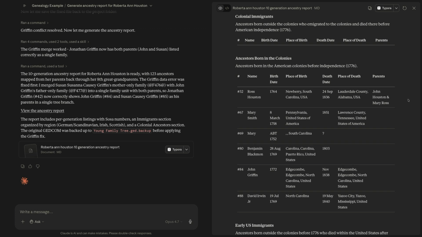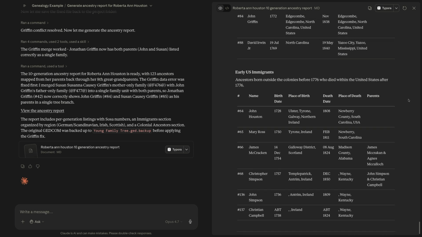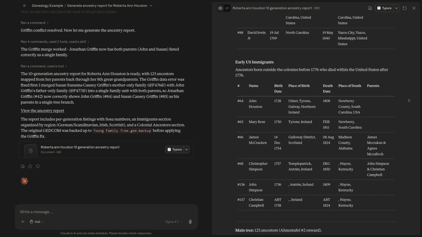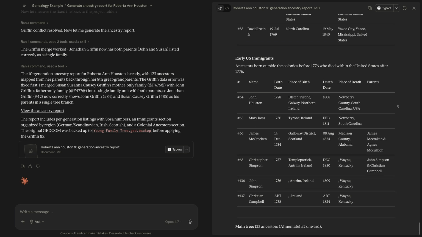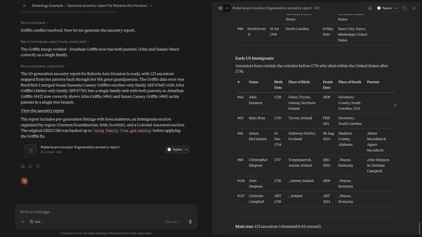But after independence. And then we've got the category early U.S. immigrants. These are folks who were born outside of the U.S. but died inside the U.S. in the time frame where they could have been here during the Revolutionary War, or maybe they came soon afterwards. And you'll notice in here, John Houston and Mary Ross. I'm going to go into them in more detail in a minute. But this is the basic report.